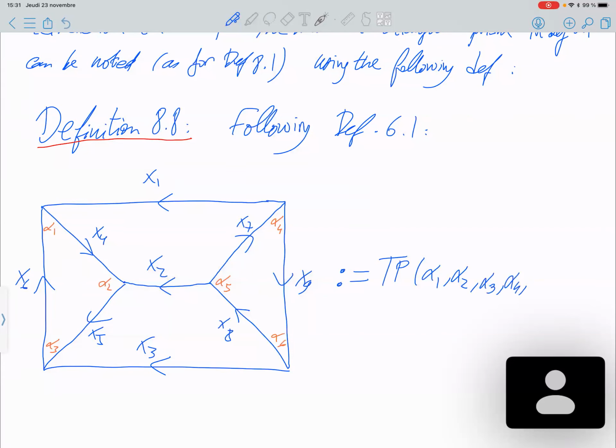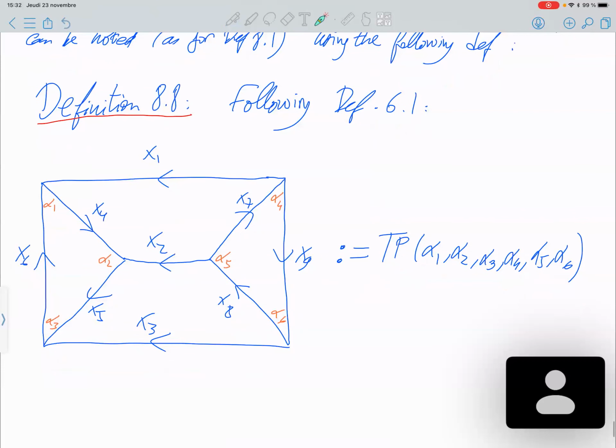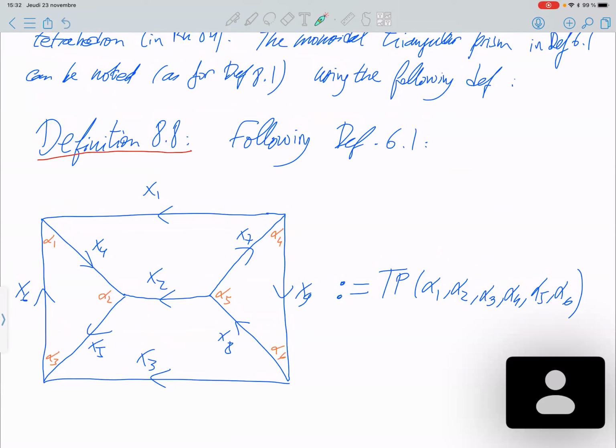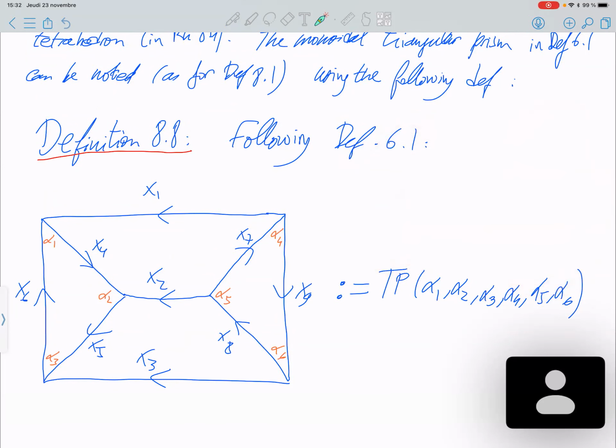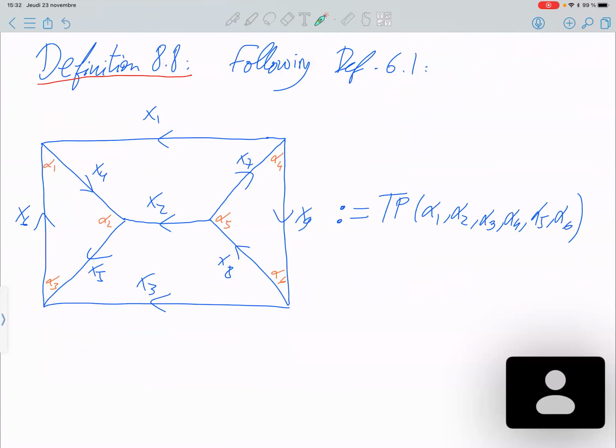Alpha 3, alpha 4, alpha 5, alpha 6. So I will not come back to the monoidal triangular prism because it was far. But remember, it was something like that. You have something like that, and then something like that, etc. So if you attended the course, you exactly remember what I mean because this was one of the biggest pictures of the course.